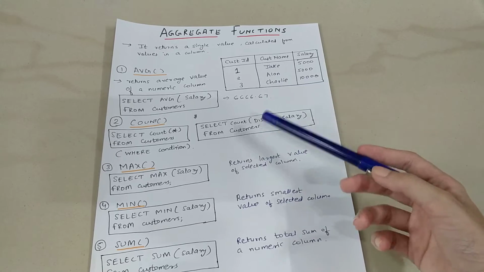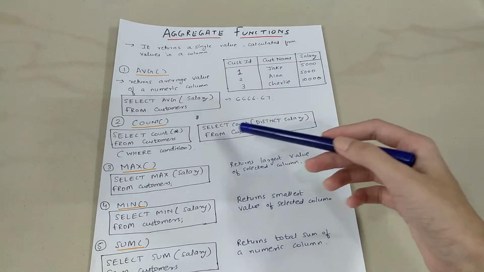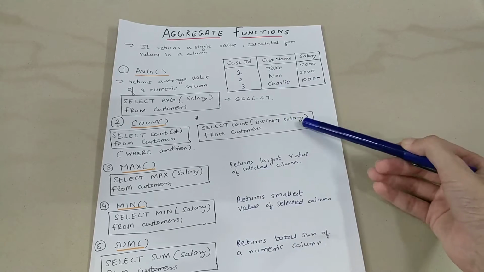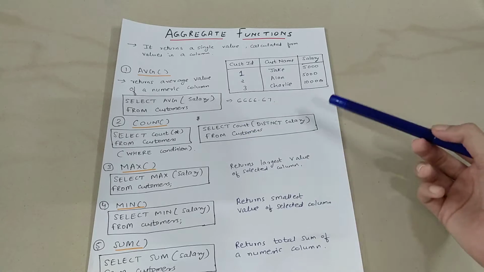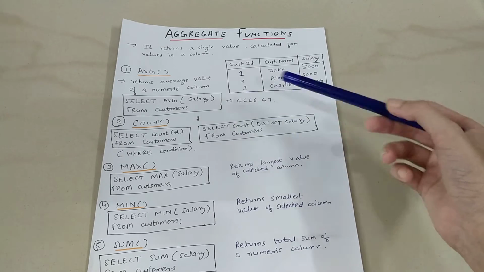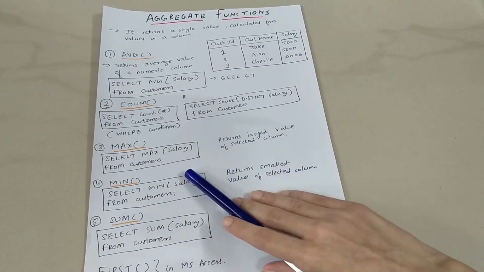Now this is our second example. Select count distinct salary from customers. So using the distinct value, only the distinct values of salary are considered and basically the count of them is printed. Now let's see the third example, which is max.